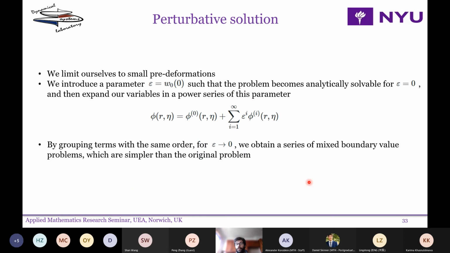So at this point, what we do is limit ourselves to small pre-deformations. We introduce this parameter epsilon, which is just the deflection at the center of our membrane. This parameter is chosen such that the problem is analytically solvable for epsilon equal to 0, which is the case of the flat membrane for which the solution is very well known. Then we expand our variables in a power series of this parameter. We substitute this power expansion in the equations, and we group the terms with the same order of epsilon, and then we let epsilon go to 0. We obtain for each order of epsilon a series of mixed boundary value problems that are easier to solve than the original problem.